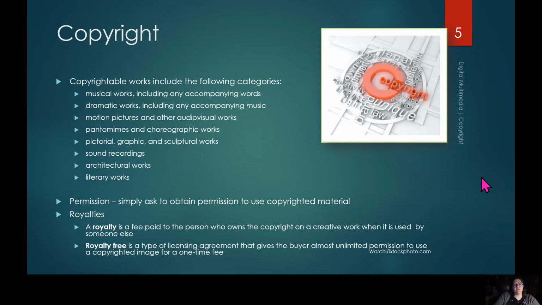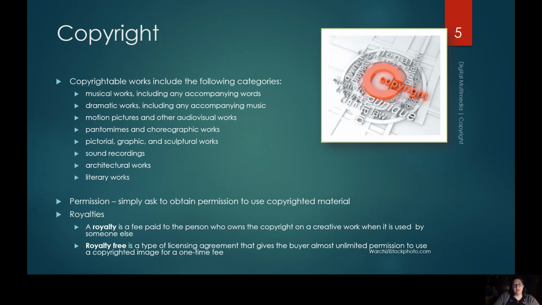So copyrightable works include the following categories. It can be musical, dramatic, motion picture, pantomimes, choreographed works, pictorial, graphic and sculptural works, sound recordings, architectural, and literary. To use copyrighted material, you need to gain permission. You simply need to ask to obtain permission from the person that owns the copyrighted material. A lot of times this is done in writing, and by putting it in writing, it does protect both parties that are involved.